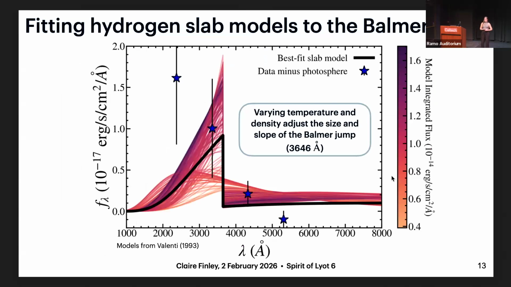To describe the accretion properties of the system, we use hydrogen slab models following Valenti in 1993, which approximates the accretion shock on the planet as an isothermal slab of hot hydrogen.